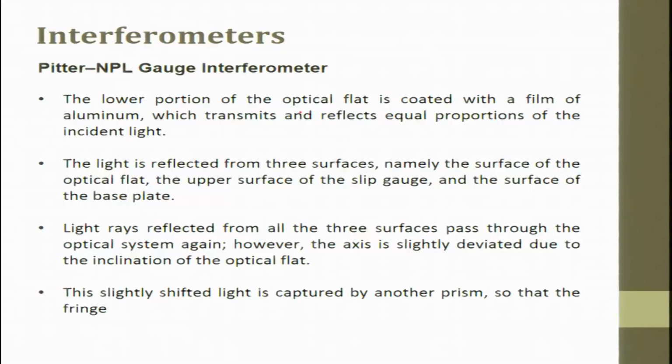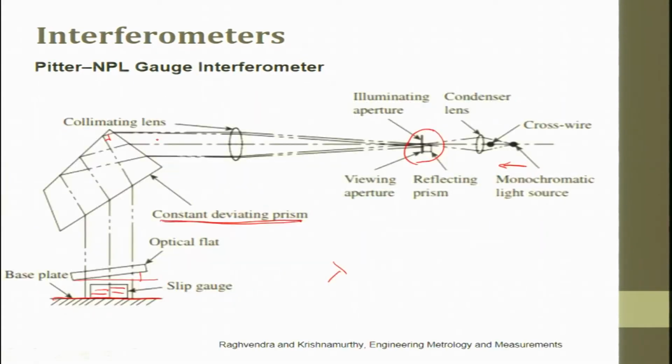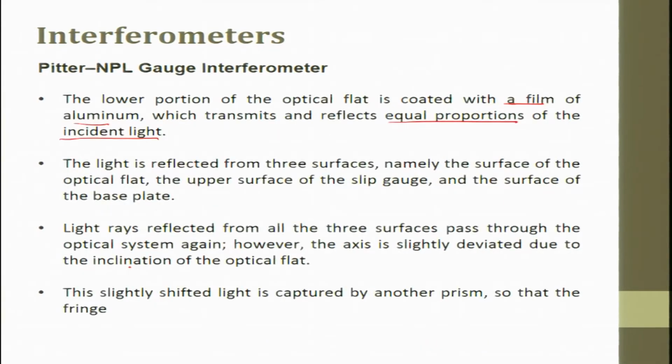Then a slip gauge has a variation, it goes to it. The lower portion of the optical flat is coated with a film of aluminum, which transmits and reflects equal portions of the incident light. See, optical flat, you can have one side optical flat, you can have two side optical flat. That means to say both sides, one side reflecting and both sides transparent. So, different types of optical flats are there.